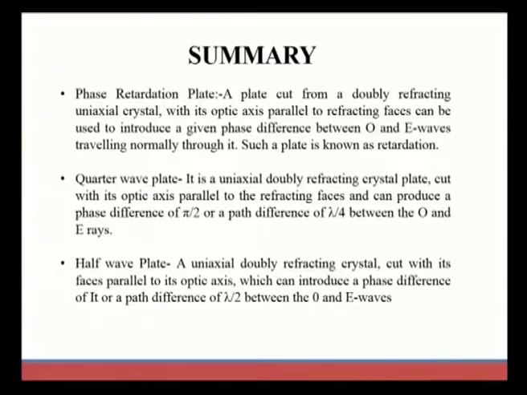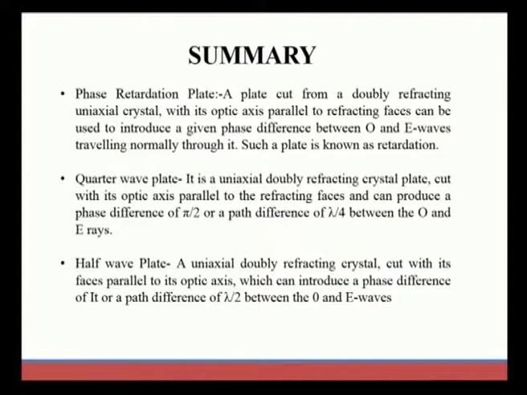The phase retardation plate is a plate cut from a doubly refracting uniaxial crystal with its optic axis parallel to the refracting faces, and it can be used to introduce a given phase difference between the O ray and E ray waves travelling normally through it. This plate is called a phase retardation plate.